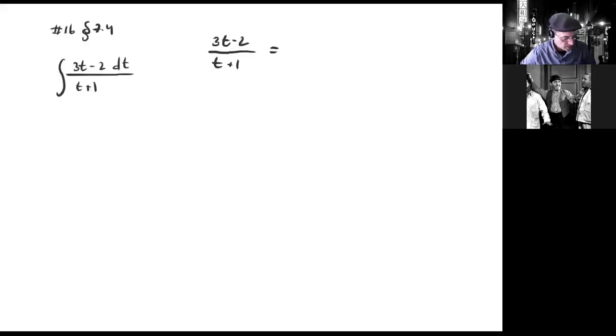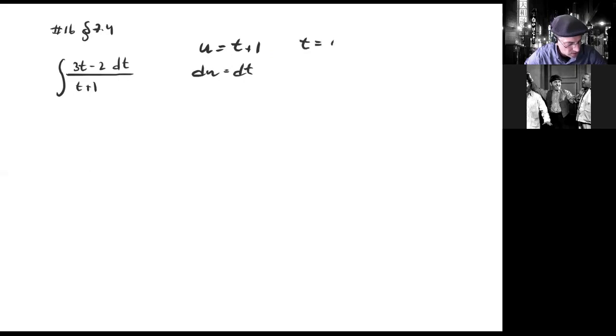I just suddenly saw, as I was writing down the problem, there's an easier way to do this. Namely, we want to somehow get rid of the denominator, and I suggest doing a substitution, u equals t plus 1. Let's see what happens when we do that. So then du is dt. Now we have 3t minus 2 on the top, so let's solve for t. T is u minus 1, so let's substitute.